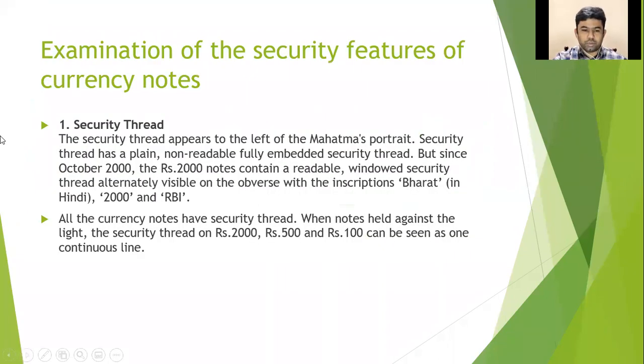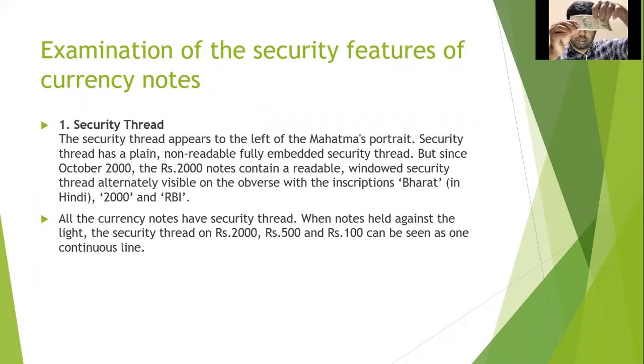The first feature would be the security thread that you see on your note. The security thread is just on the left hand side of Mahatma Gandhi's portrait. Looking at the note, it will be to the right, so the left of the portrait. Mahatma Gandhi's portrait is here and it's towards the left. This is the line that you see as a security thread.